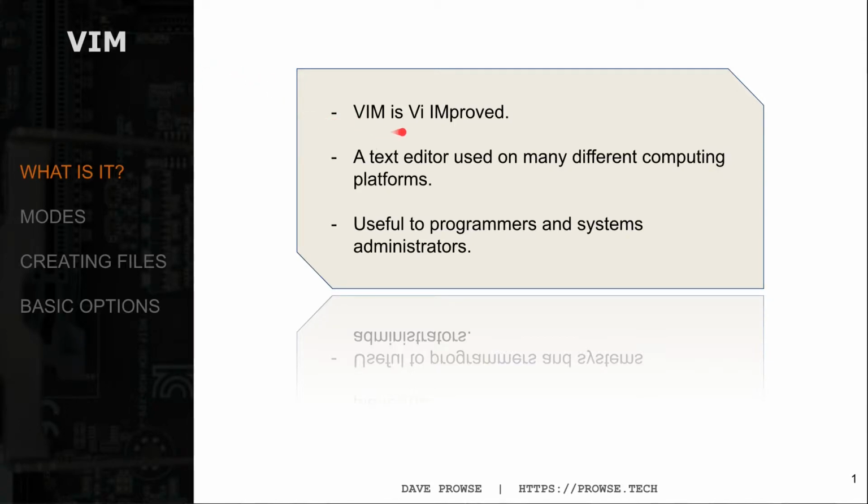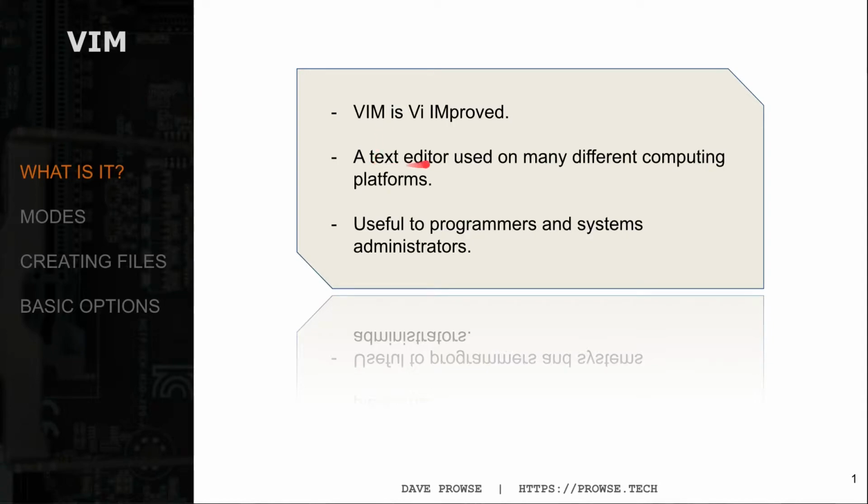Vim is VI improved. Well, let's go back into history. VI was pretty much the original text editor for Unix systems built back in the 1970s. And it's still heavily used. But Vim is a text editor that improves upon it, gives it more functionality, makes it slightly easier to use, a little bit more user accessible. And Vim is used by tons and tons of people, millions.